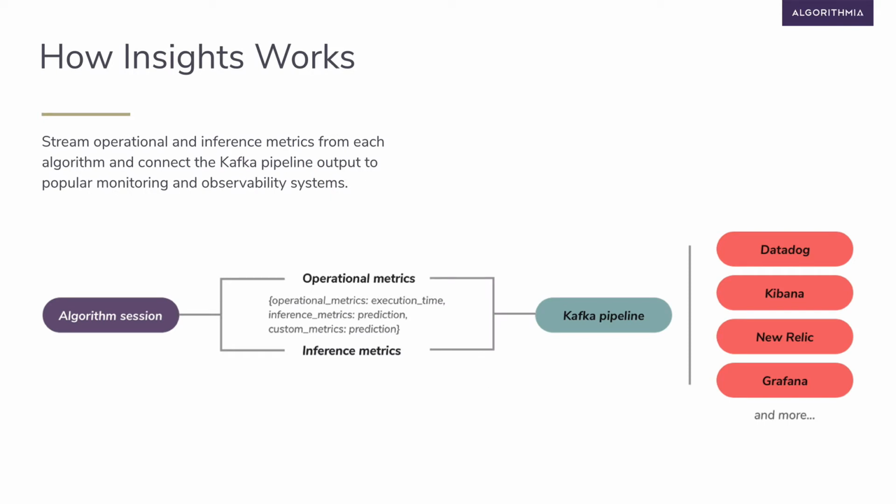With Insights, you can specify any custom metrics that you want to measure in your Python, R, Java, or Scala models, whether it's related to the input data, model attributes, or output predictions. Each time that a model gets queried, Algorithmia then streams these metrics into a Kafka pipeline, which can be integrated with a wide range of monitoring and observability platforms to perform things like real-time monitoring and alerting based on these metrics.